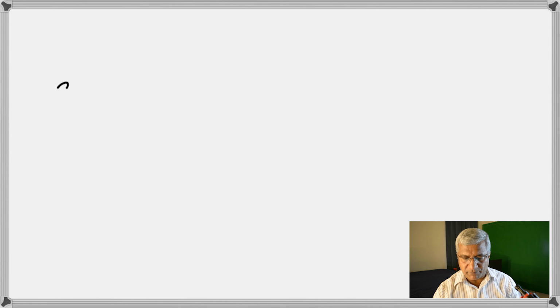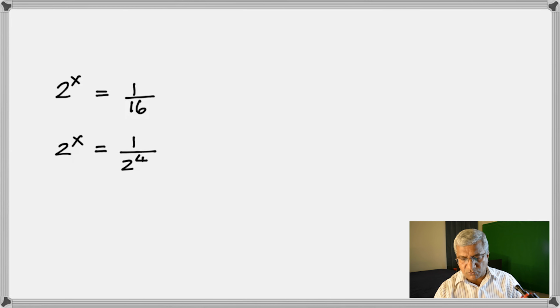Here's number 3. 2 raised to x is equal to 1 by 16. So we're again trying to write 1 by 16 with a base 2, so it should be 2 raised to something, okay? So here's the deal. 2 raised to x is equal to 1 by 2 raised to 4. And then 1 by 2 raised to 4 is 2 raised to negative 4.